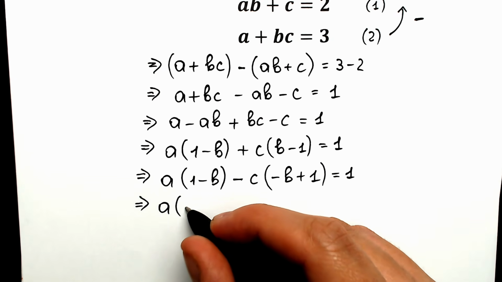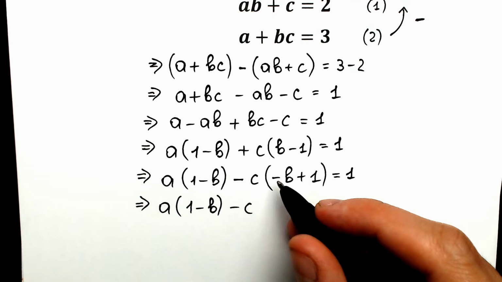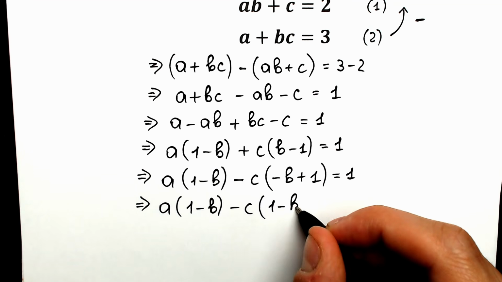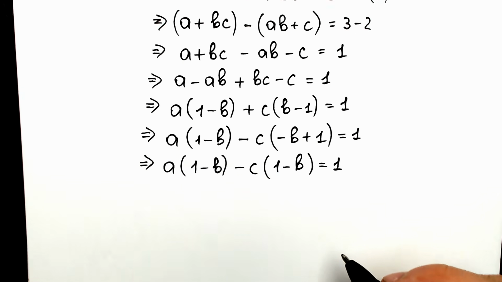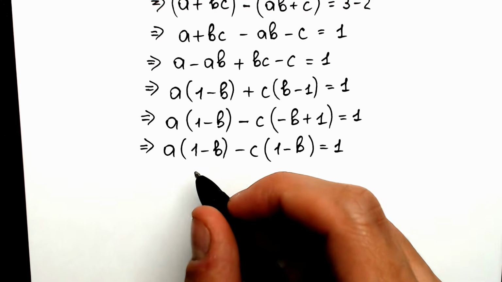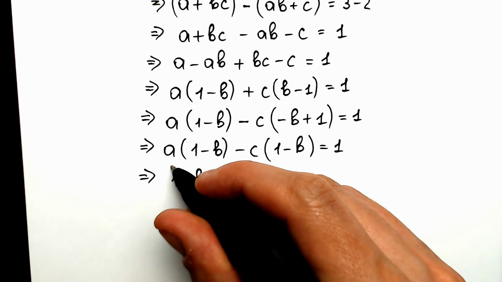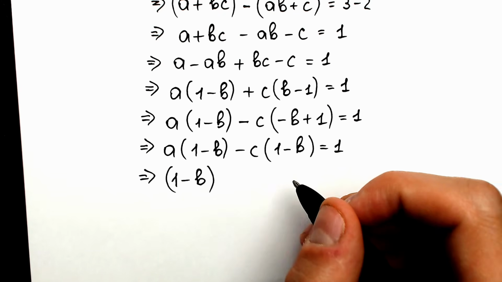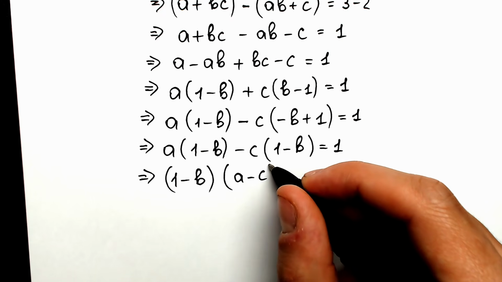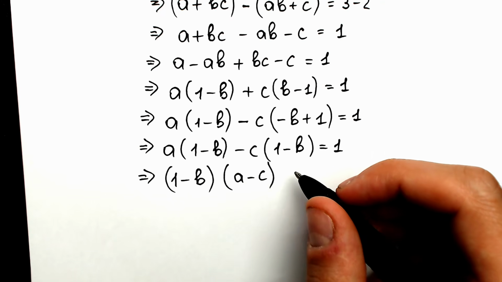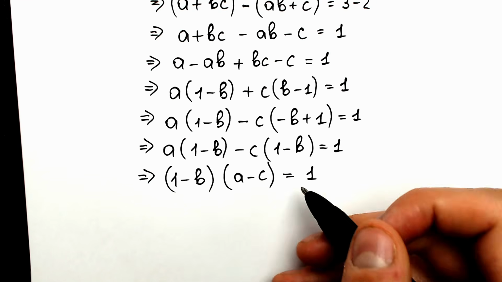We prepared these parentheses for this expression, because we can write it as A times 1 minus b, and we can write the same parenthesis right here, 1 minus b. So right now we can finally factor our 1 minus b. So we have 1 minus b, and in another parenthesis we have A minus C, equal to 1. And right now a product of two parentheses equal to 1.